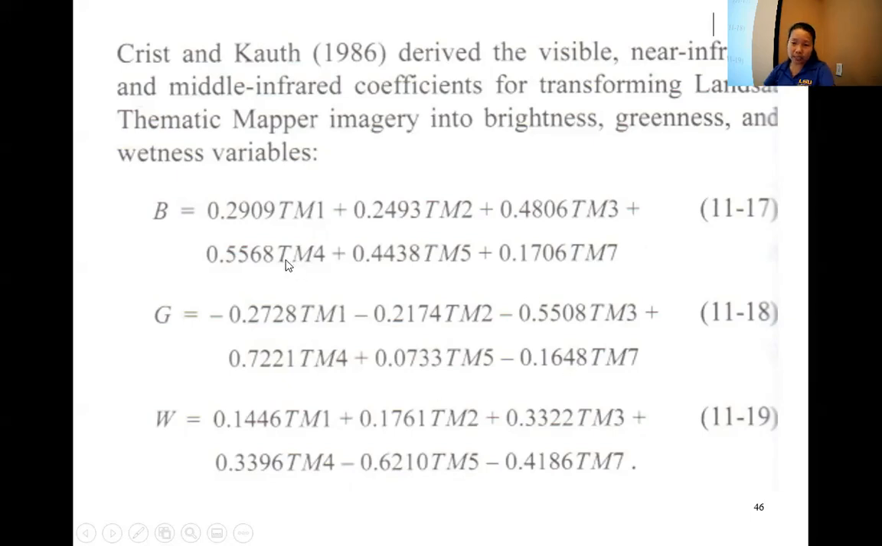As you can see, since we're using Landsat TM here, we use bands 1, 2, 3, 4, 5, and 7. Remember, a lot of the time when we work with Landsat images, we get rid of the thermal band. So we don't see band 6, because band 6 is the thermal band. We end up using 1, 2, 3, 4, 5, and 7 for many applications. So this is the case for the BGW index.